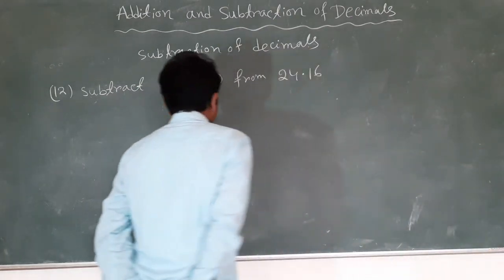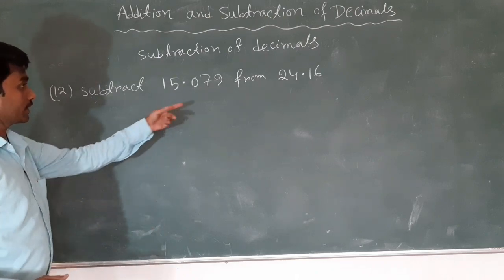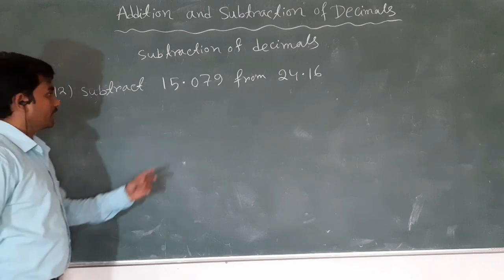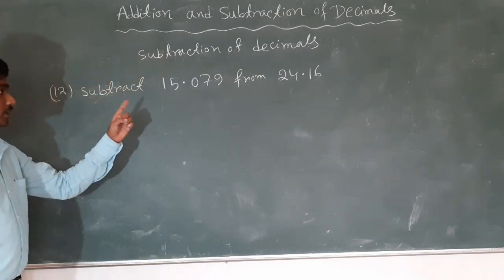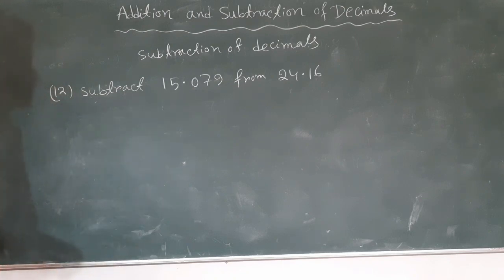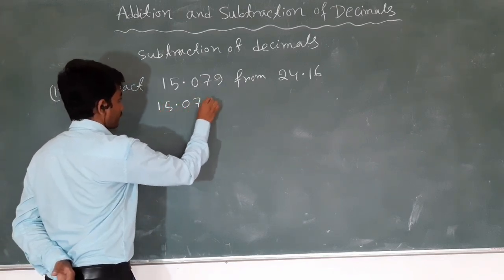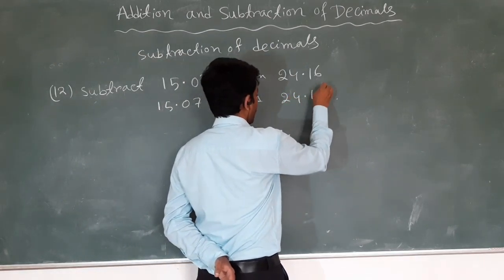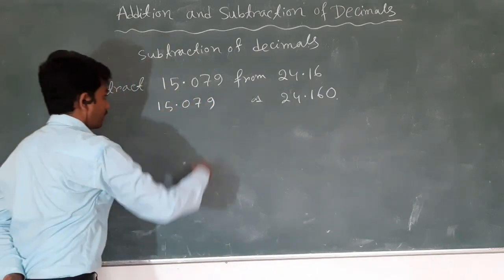Now we explain how we subtract decimals. So first we convert all the decimal numbers into like decimals. The highest decimal place is 3, so we convert each of the two given decimals into 3 decimal places. So 15.079 and 24.160. So both are like decimals.